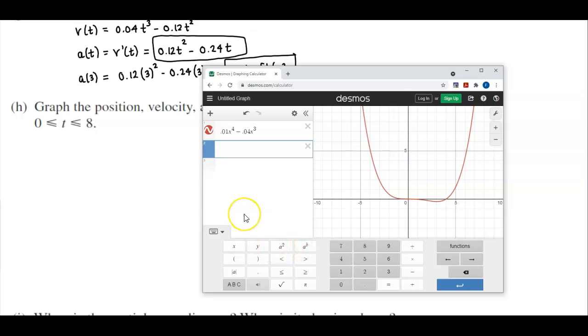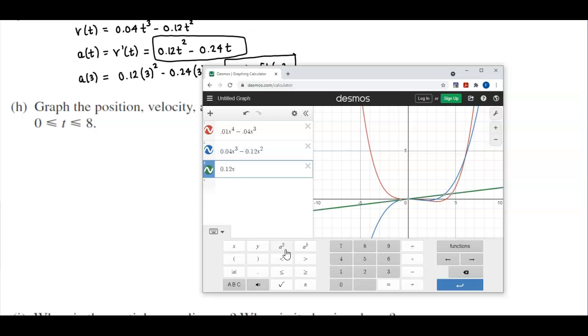And then our velocity function is 0.04 x cubed minus 0.12 x squared. And then our acceleration function is 0.12 x squared minus 0.24 x.